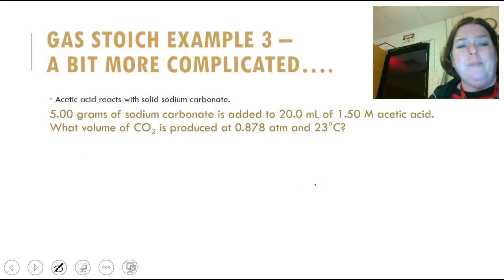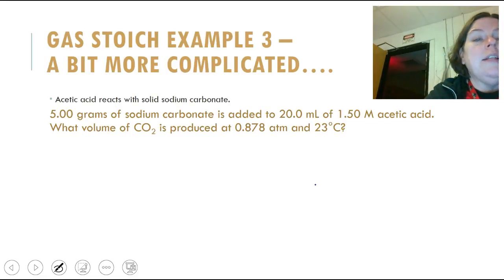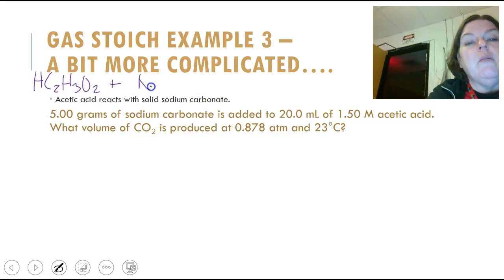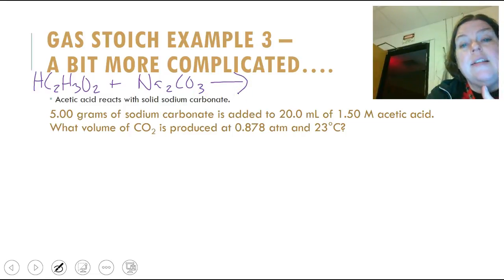So if we look at a problem, we see acetic acid reacting with sodium carbonate. So let's see, acetic acid is HC2H3O2 plus sodium carbonate is Na2CO3. Very similar to what we talked about in class today, but we have a different acid, so we're going to make NaC2H3O2 plus water plus carbon dioxide. Okay, so we need to balance it.